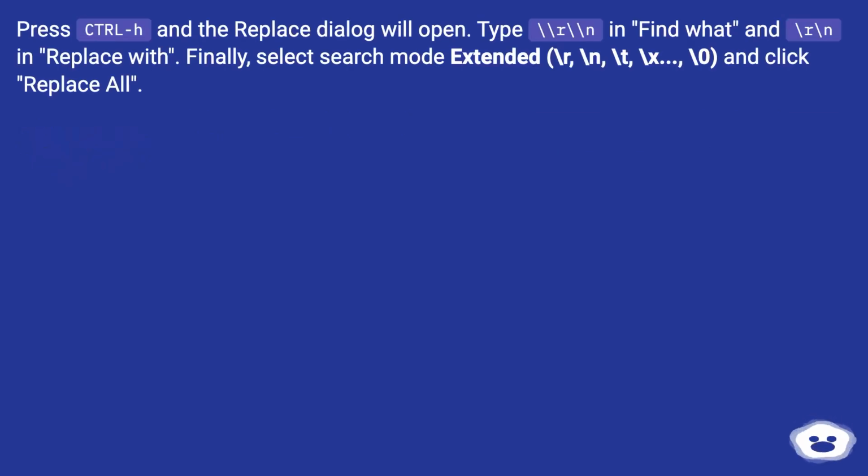Press Ctrl-H and the Replace dialog will open. Type \r\n in Find What and \n in Replace with. Finally, select Search Mode Extended (\n, \r, \t, \0, \x...), and click Replace All.